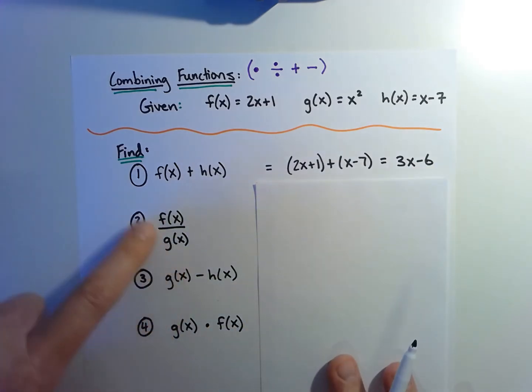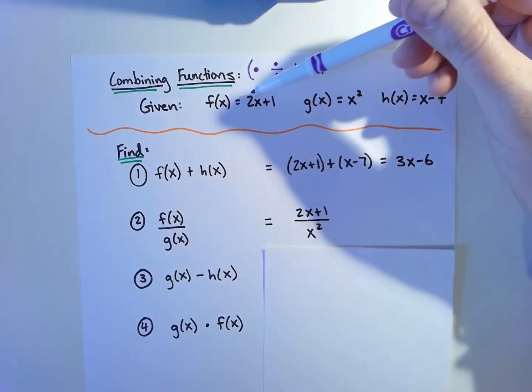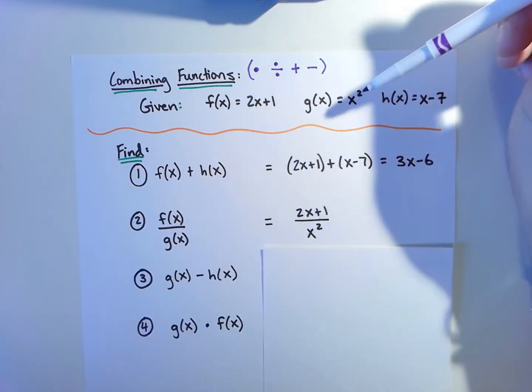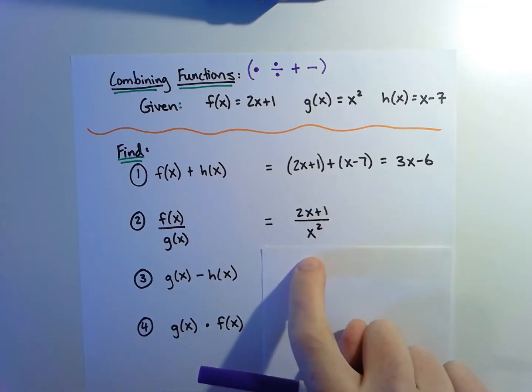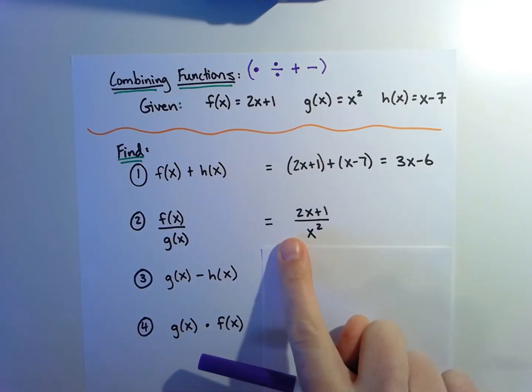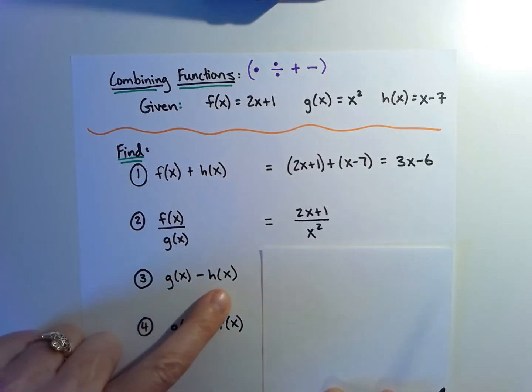Number 2 is asking us to find f of x divided by g of x. So then I go up to the top and I find f of x is 2x plus 1 divided by g of x, which is x squared. And then there wouldn't be anything we could do to reduce that, so we just leave it just like it looks. Number 3 says g of x minus h of x.